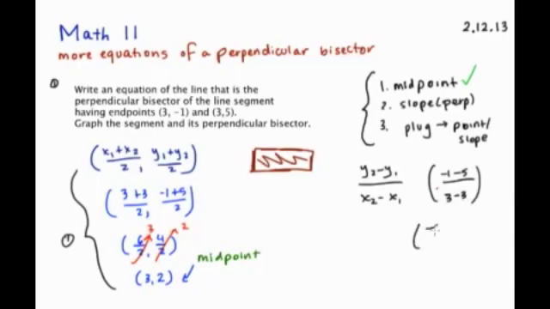This is -6 over 0. And we know that we can't have anything over 0, so what do we know about the slope? There is no slope, or it's undefined. But that's okay. We don't really need to concern ourselves with that, because the next thing we do is we find the perpendicular of that slope. And what do we know about slopes that are perpendicular to a slope with no slope?